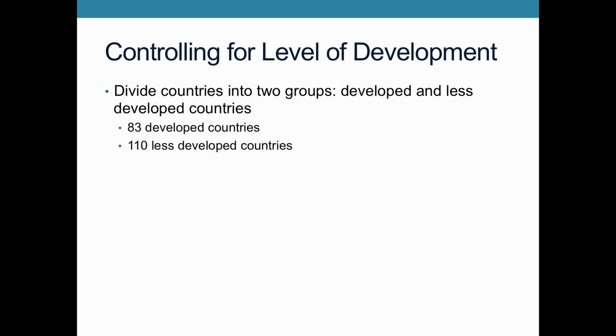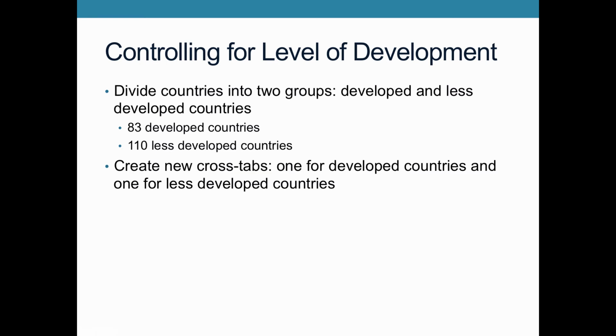So first, we divide countries in the world into two groups, developed countries and less developed countries. So we find that there are 83 developed countries and 110 less developed countries. You would need to clearly conceptualize and operationalize what you mean by being a developed country in the first place. But here's just numbers that I decided we were going to be using. Okay, so then you create new crosstabs.